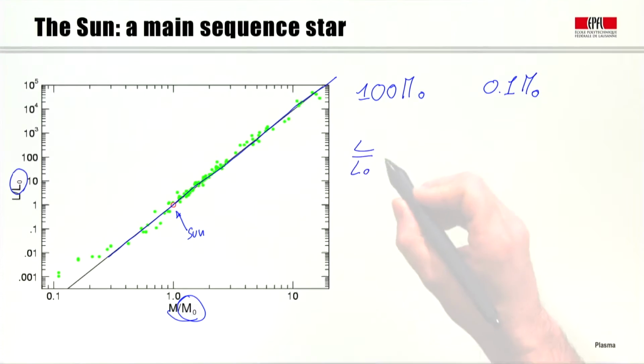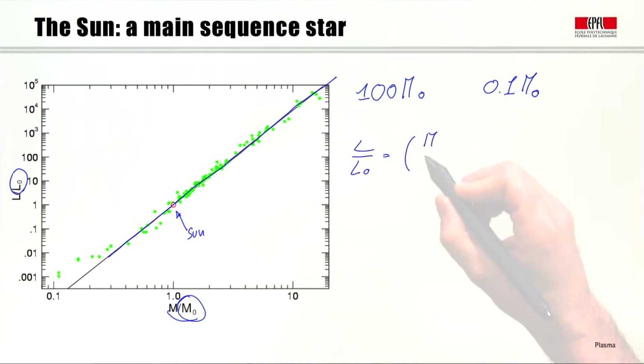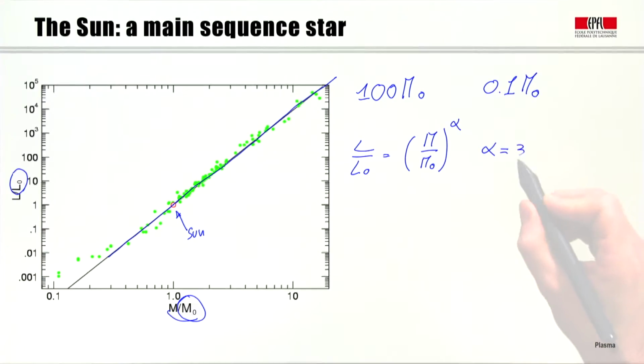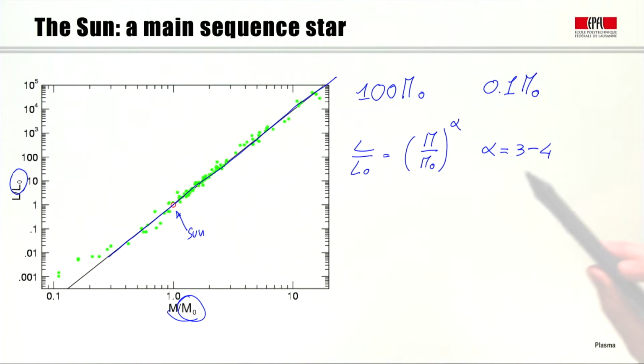The luminosity of the star is related to the mass of the star through a scaling law, where the exponent alpha varies between 3 and 4. This is telling us that the luminosity of the star increases much faster than the mass of the star. Let's see an important consequence of this scaling law.